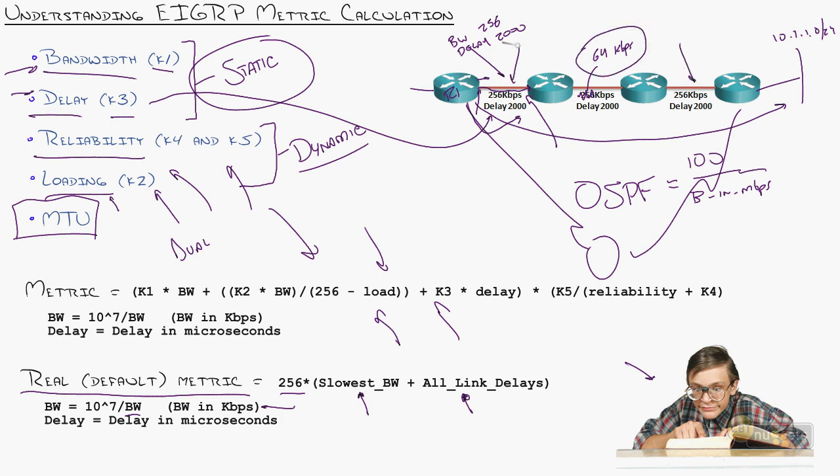It doesn't matter. These could be OC-192 insane speed connections. But we don't care because we have to go through that slow link in the middle anyway. So EIGRP forgets about all these. It's like, whatever, I'm running my calculation on that. So it's going to do 256 times, and we'd have 10 to the 7th, 10 caret 7, divided by 64K, plus, with a little double parenthesis action here, plus all the link delays. So 2,000 plus 2,000 plus 2,000, all the link delays that we have to go through. And that will equal your metric, if you were to figure that out.